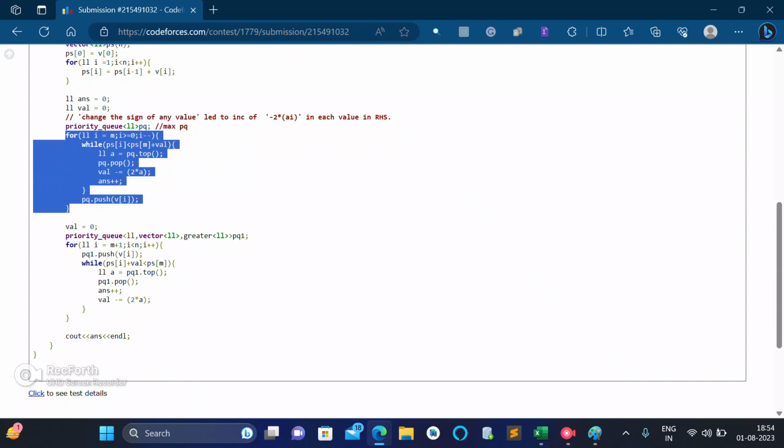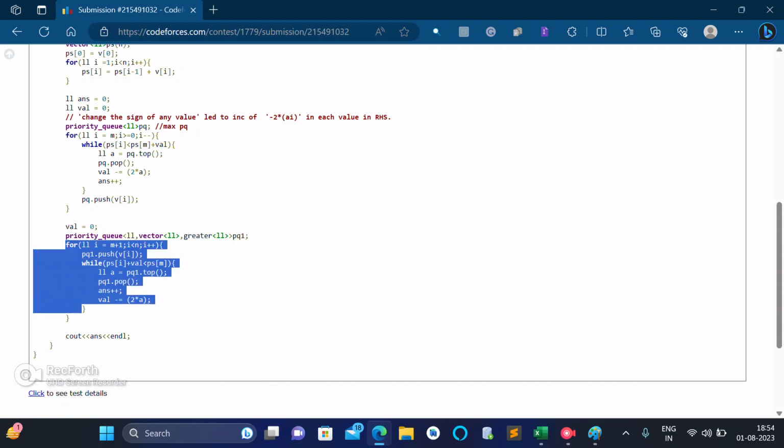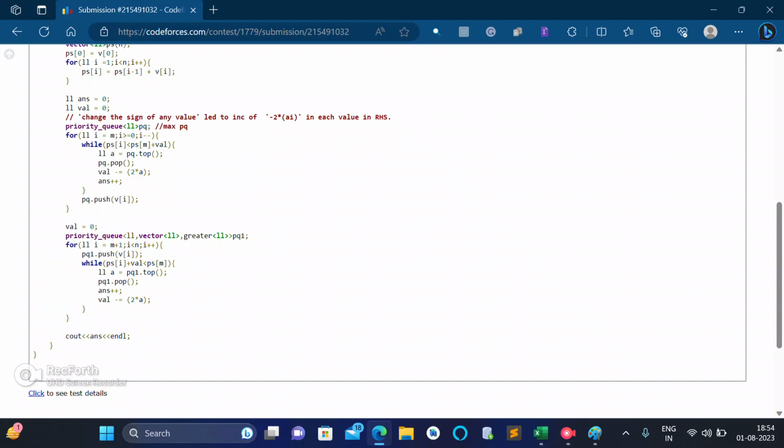Then this is the whole section which we have to do. You can see there are 2 for loops, and the great thing is I traverse from i equal to m to i equal to 0. And in the second section, I have traversed from i equal to m plus 1 till i equal to n. Second thing which you can observe is, let's say prefix sum of i is less than prefix sum of m plus val.